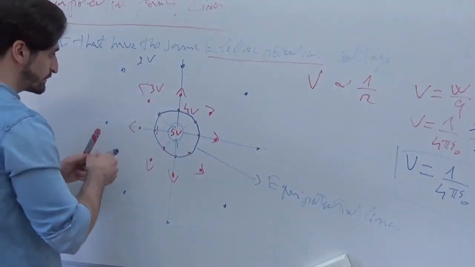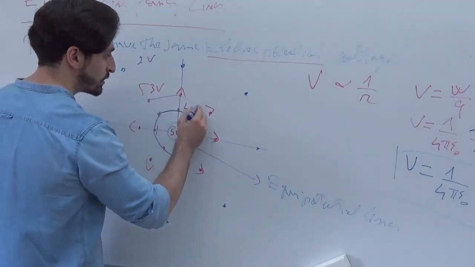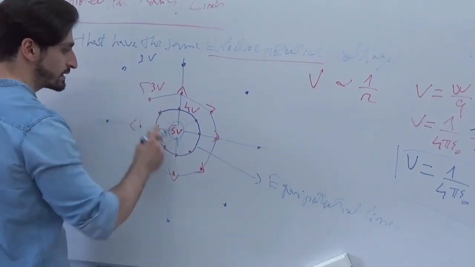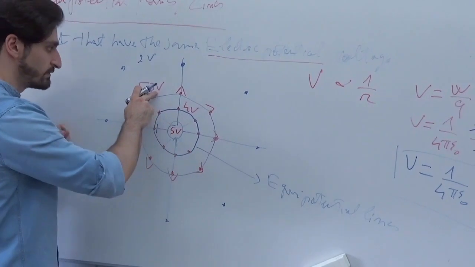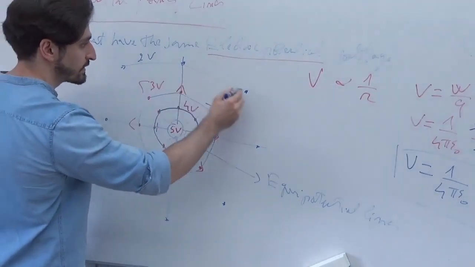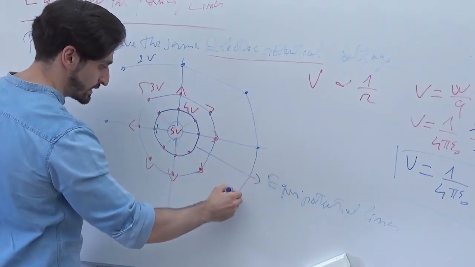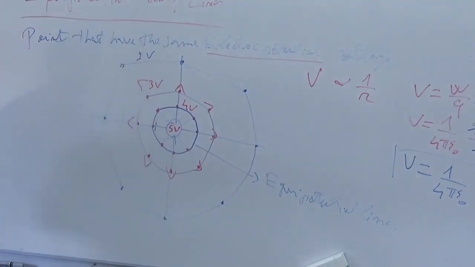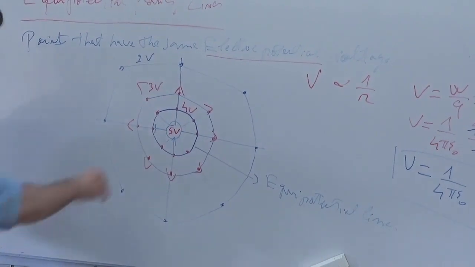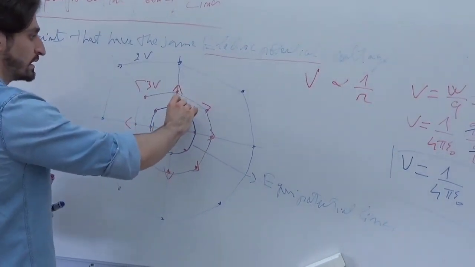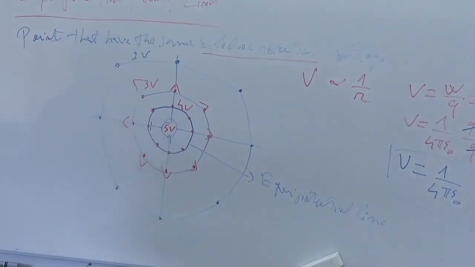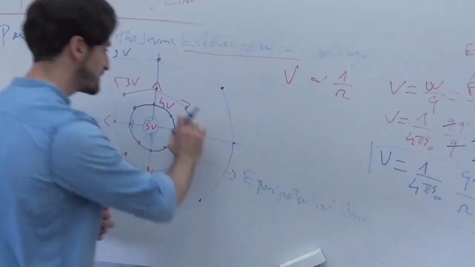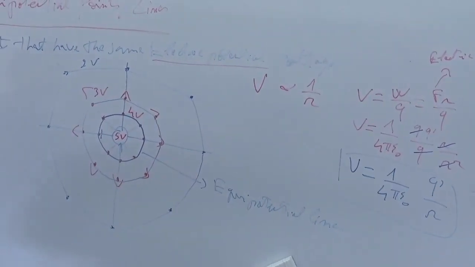In a similar manner, if we connect these points over here, you will also be forming another equipotential line, which is of 3 volts. And by joining these points over here, you are also going to be forming another equipotential line, this time of 2 volts. And you have to keep in mind that the separation between these lines is not equidistant, simply because the voltage is a function of 1 over R. So the separation between them is not going to be equidistant.